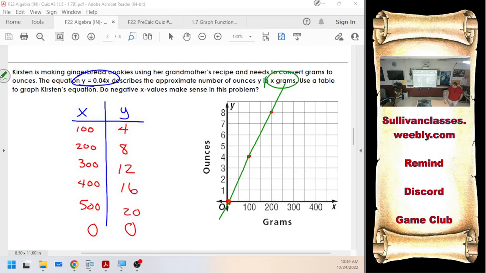Okay, so that's when you put next to this, no, can't have negative food, whatever I'm cooking with.